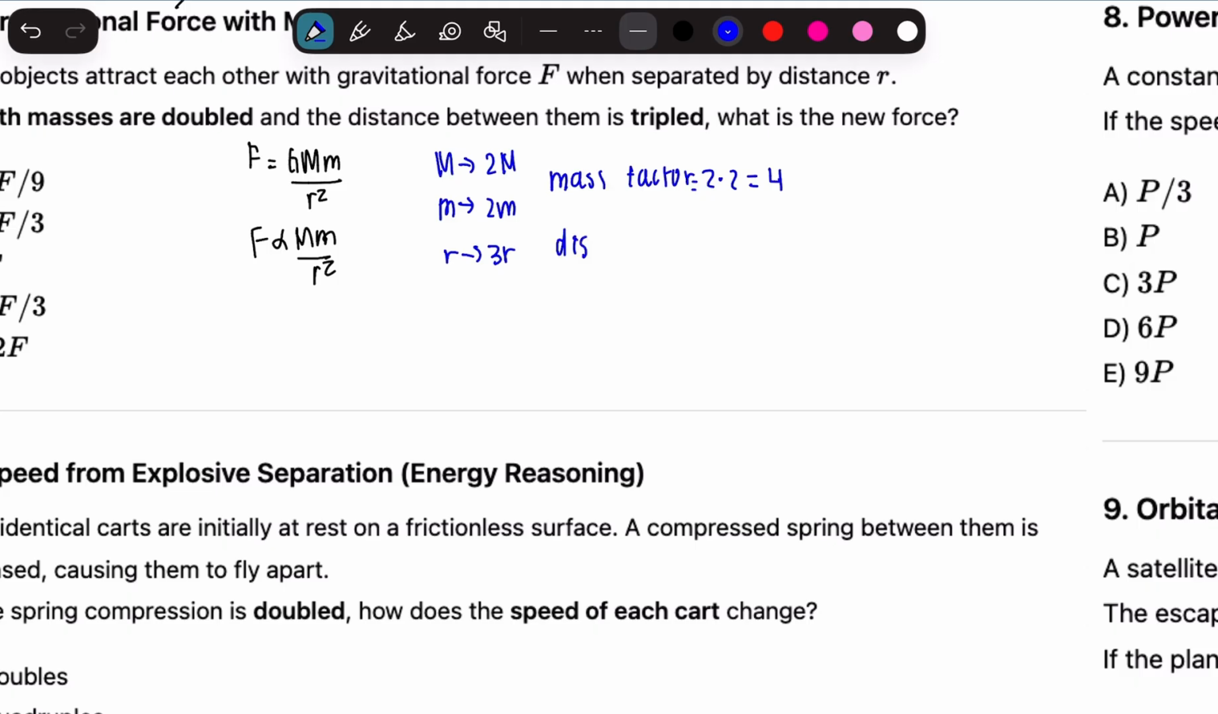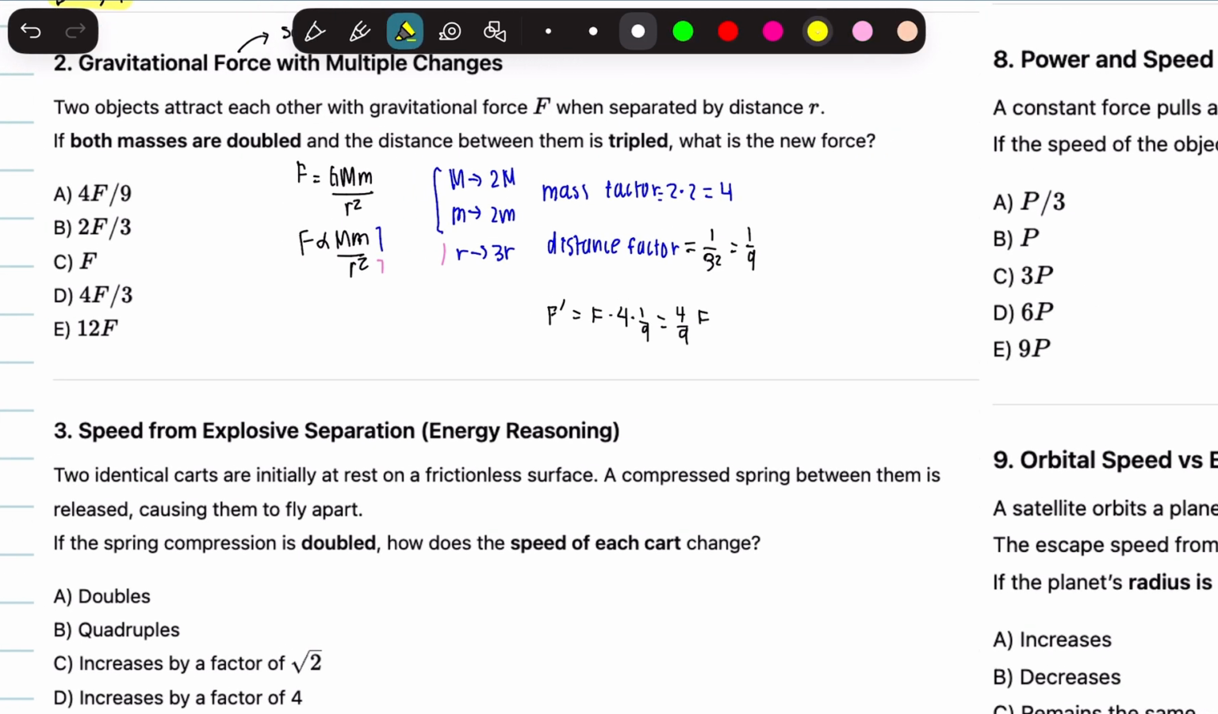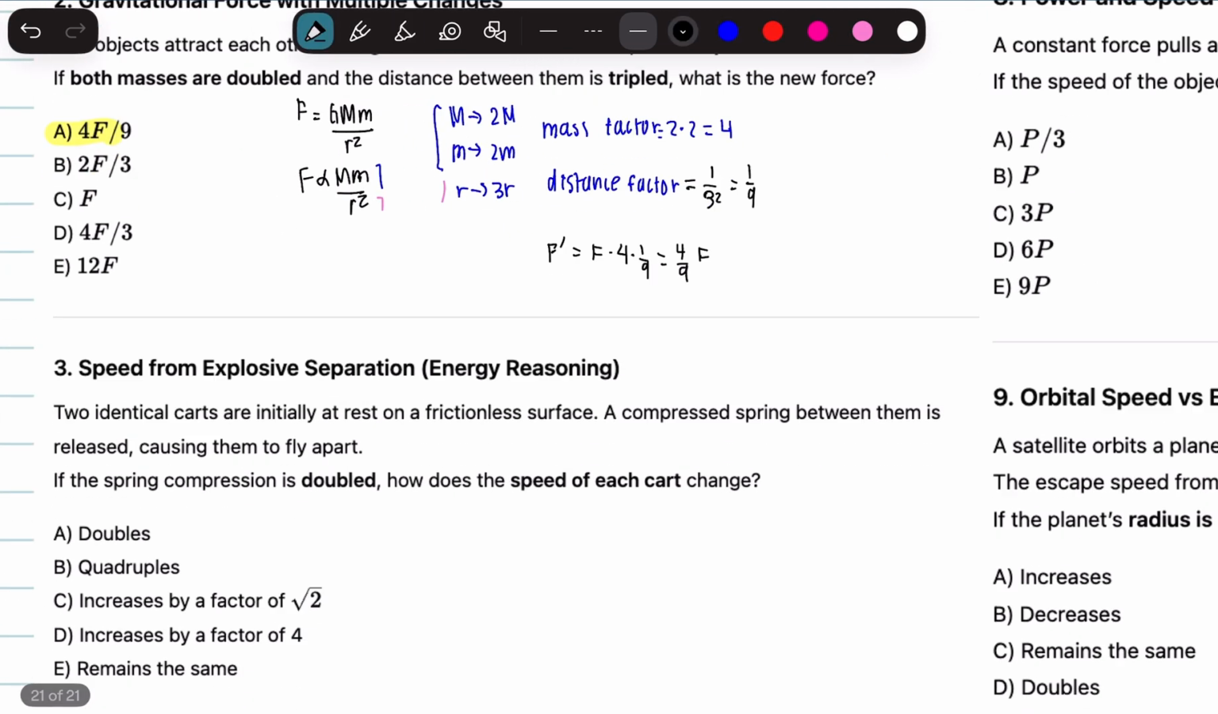So that means for the distance factor, you essentially analyze it without looking at the m's at all. That's this part. 1/3 squared is equal to 1/9. Then you can combine these. F prime is equal to F times 4 times 1/9. That's going to be scaled by 4/9 F. That's going to be A.